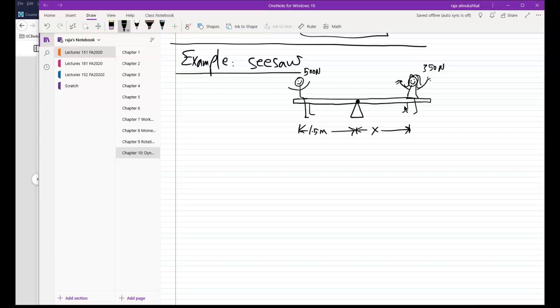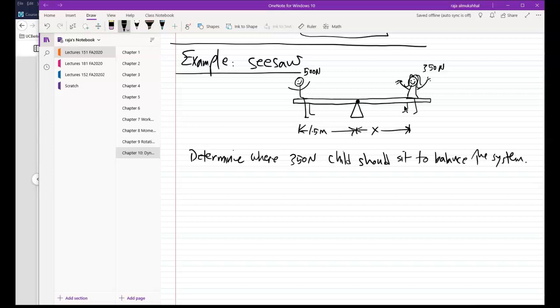Let me just look for the statement to write it down for the records. So it says here, determine where the 350 Newton child, I'm copying this from my notes, should sit to balance the system. All right, the system.